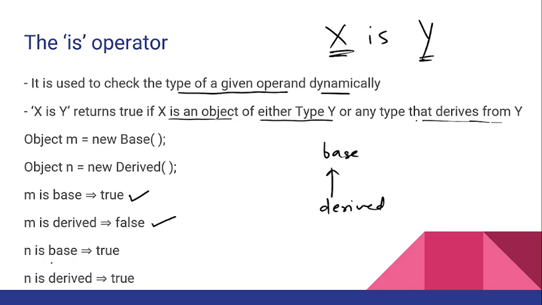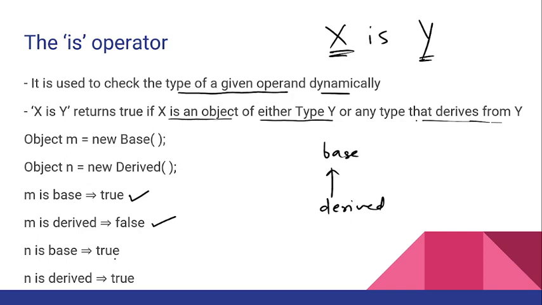Now when I say n is base, see, I'm saying n is base. Now actually n is not base, n is derived. But derived is nothing but derived from base. So your x could be an object of type y or it could be anything that derives from y. Now when I say n is base, n is not of type base, but n is of type derived, which is derived from base.